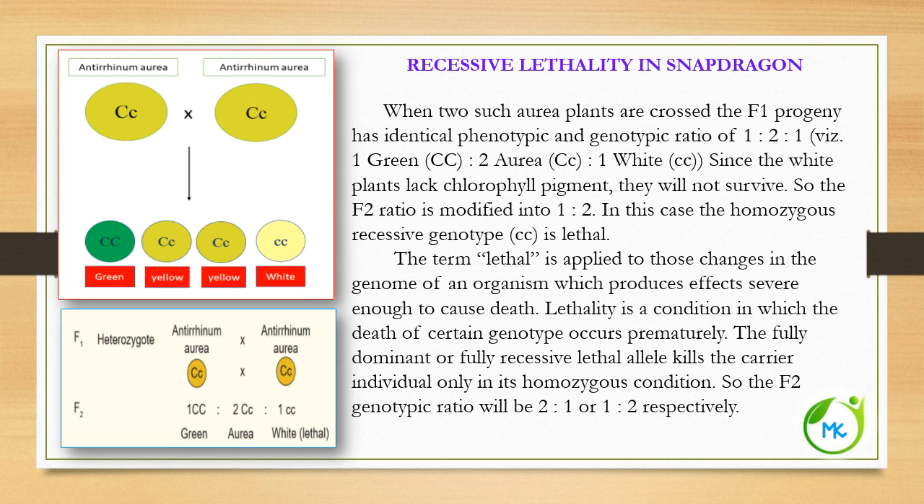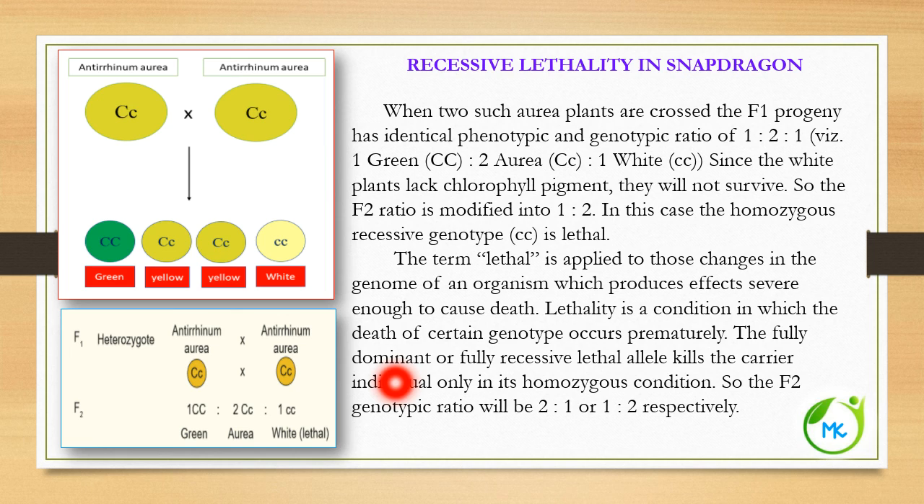So when this plant is not going to survive, what will be the modified F2 ratio? It is just 1:2 because this plant is not going to survive. So the modified F2 ratio is 1:2. The term lethal is applied to those changes in the genotype of an organism which produce effects severe enough to cause death. And lethality is a condition in which death of a certain genotype occurs prematurely.